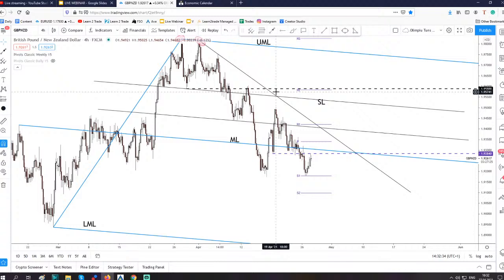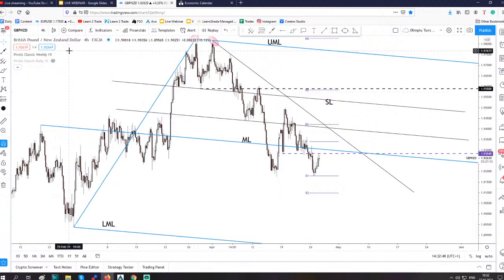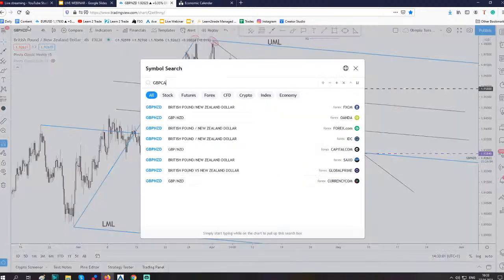Okay, on the GBP versus the New Zealand dollar, the bias is still bearish, guys. Let's move forward and take a look on other markets. Thank you guys for all your messages. Let's take a look on the GBP versus the Canadian dollar.